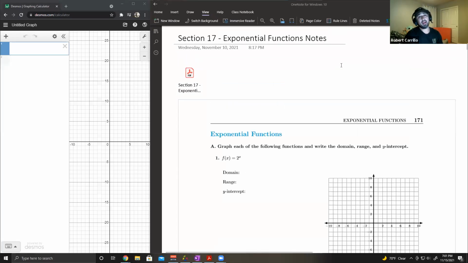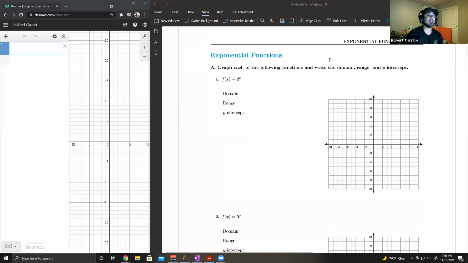Okay, so we have exponential functions today. We are going to graph exponential functions and solve exponential applications. For the first one, it tells us to graph each of the functions and write the domain and range and the y-intercept. So we are given f of x equals 2 to the x.